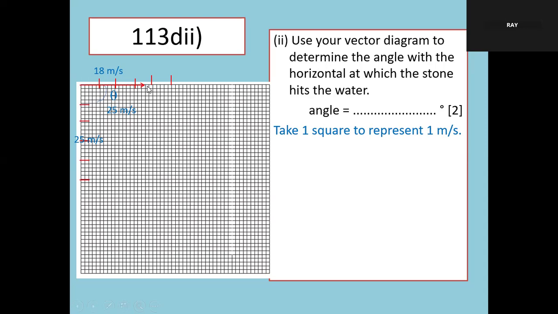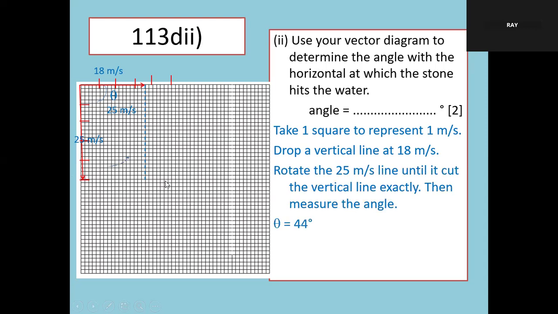18 squares. And then you can drop a vertical line from the 18. At the end of this arrow, draw a vertical line. And there's your 25. So use your compass to put a curve there. Then you can measure the angle.